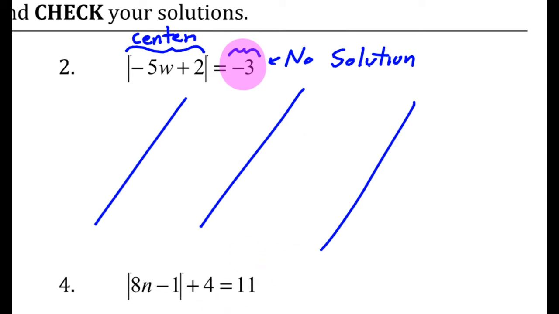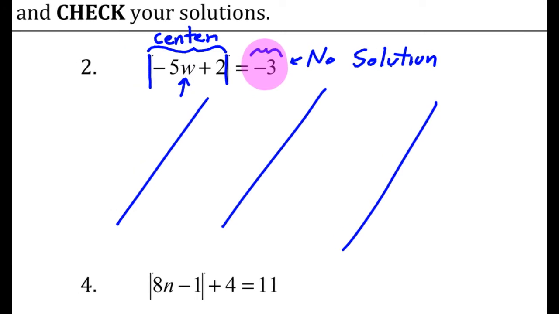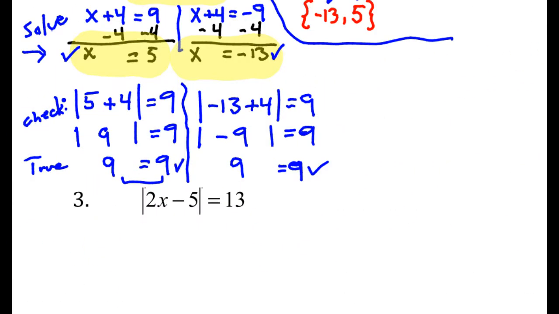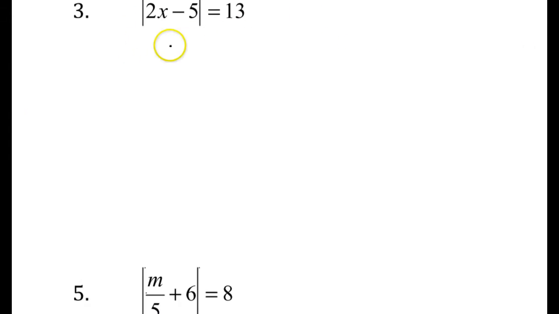Okay. If you were curious about a check, you could plug anything into here, into W, simplify the insides, but every time you took the absolute value, you'd get a positive number. So it can never equal -3 no matter what. There's no number that will work. Alright, so there we go. Let's go down to 3. So speed it up a little bit.